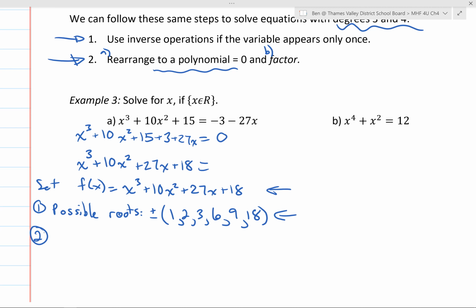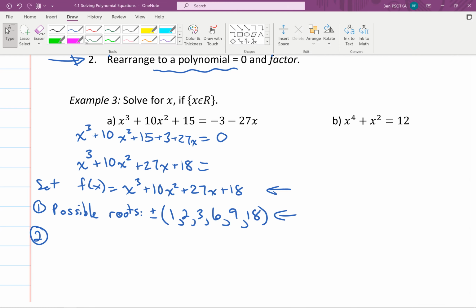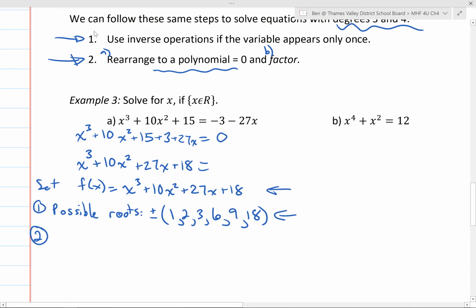Let's think about it. This polynomial f at x, all of these coefficients have something in common. All of these coefficients are positive. Well, if I add up 5 positive numbers, there's no way it's going to equal 0. So right off the start, I can eliminate half of my possible zeros.